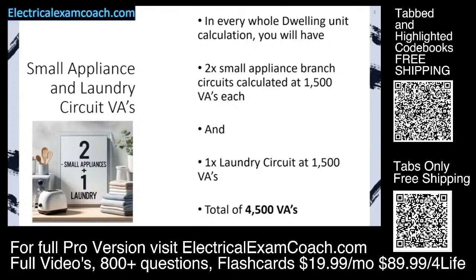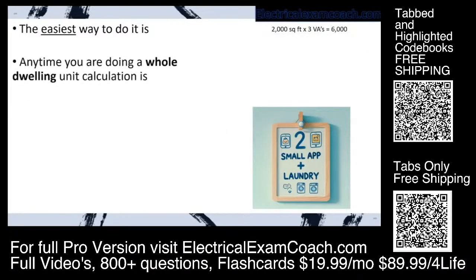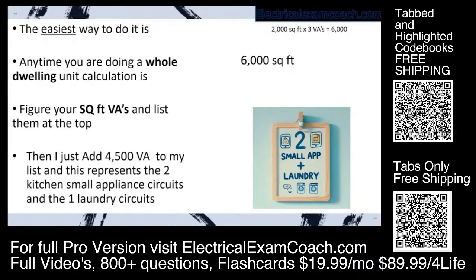And once we start doing them, I will make sure to reiterate to you so you understand when and how to apply this. The easiest way to do it is anytime you're doing a whole dwelling unit load calculation, you take your square foot and multiply it by 3 VAs per square foot. Let's imagine we had this 2,000 square foot house multiplied by 3 VAs equals 6,000. Then you just tack on the 4,500. It's for the 2 small appliance and the 1 laundry circuit. And you're only going to tack it on if you're doing a whole home load calc.